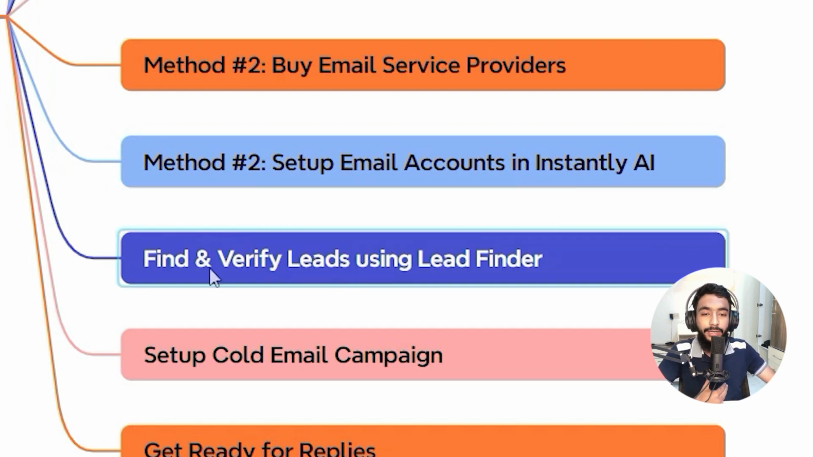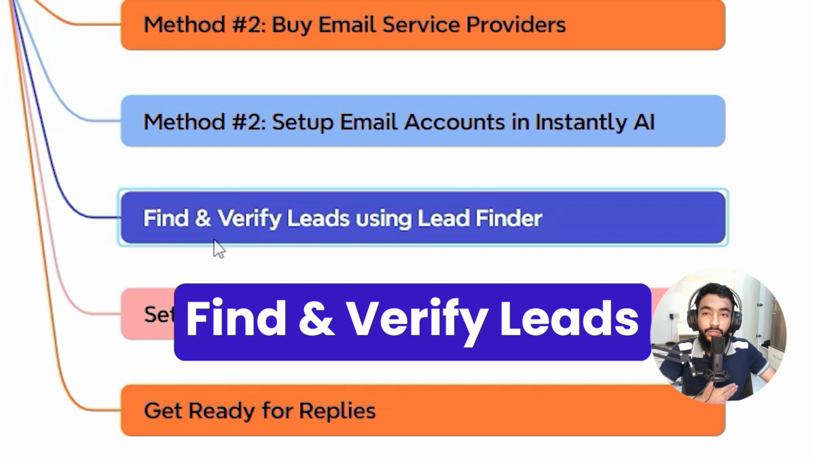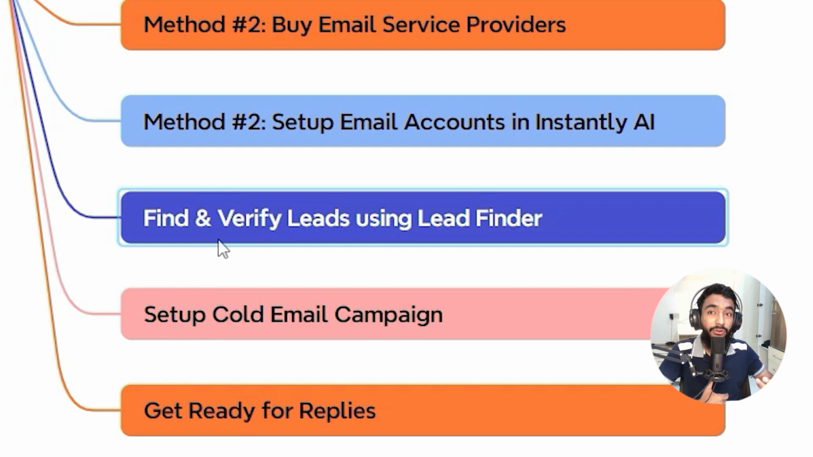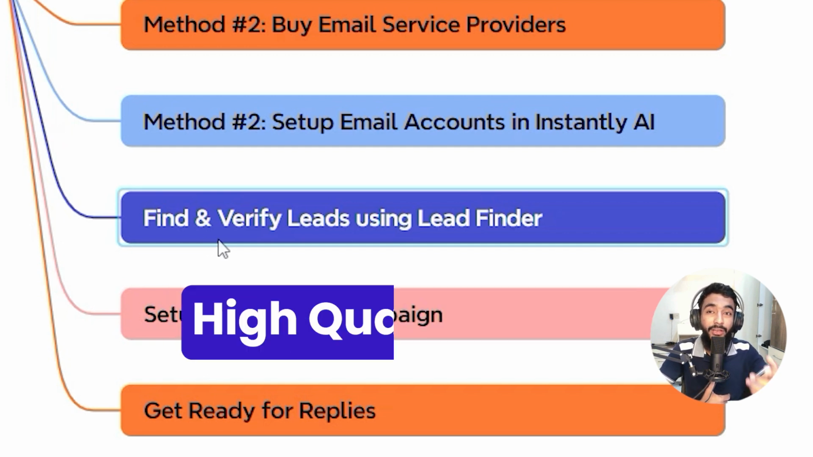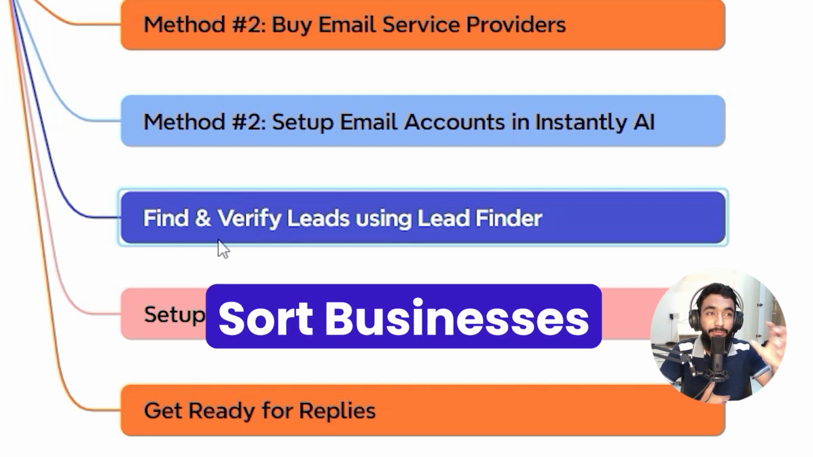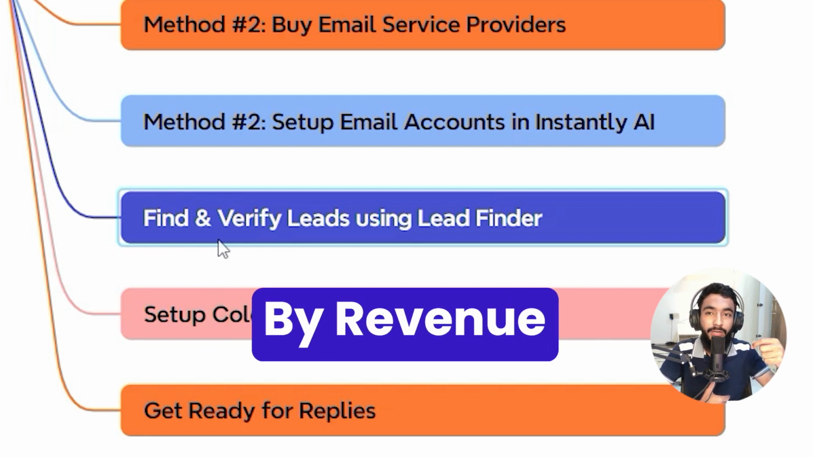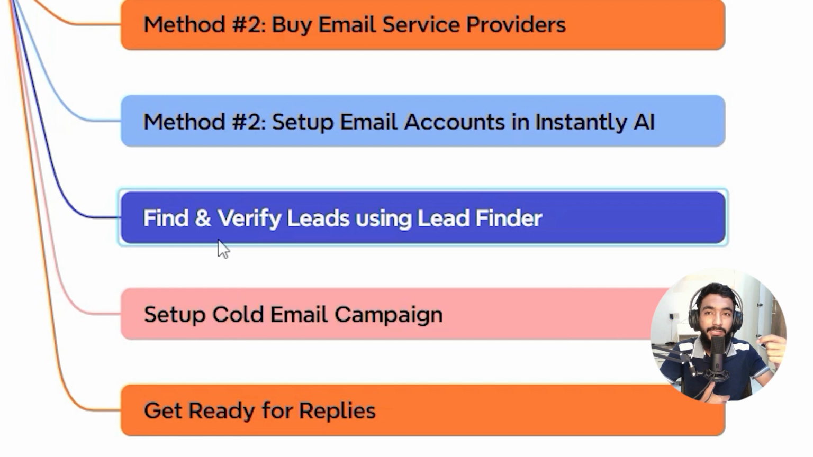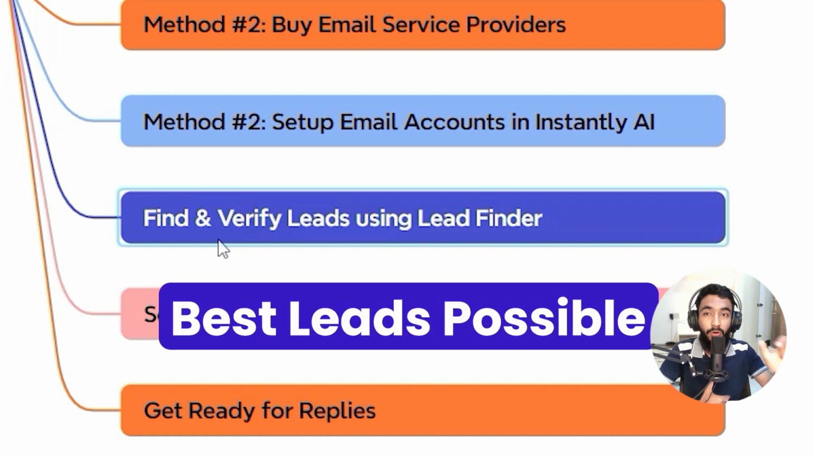Then I'll tell you how you can find and verify leads using a lead finder. This is also software by Instantly AI, where you can find high quality leads with the technology they are using. Like you can sort the businesses by their revenue, their tech spend. You can sort leads by their roles like CEO, etc. Then there are a lot of things that we would be sorting out to get the best leads possible.